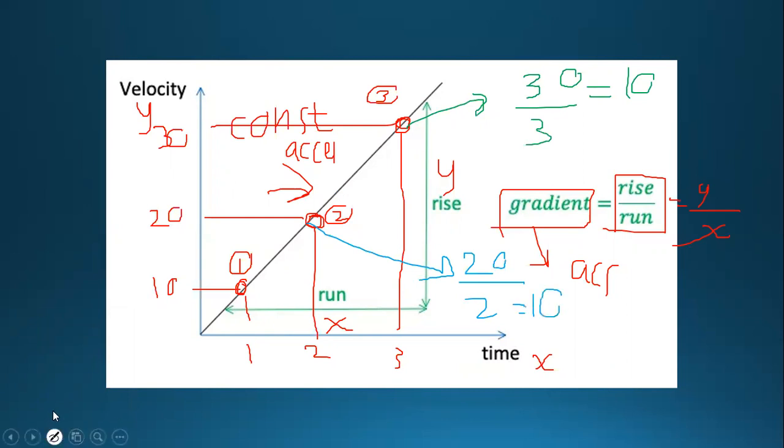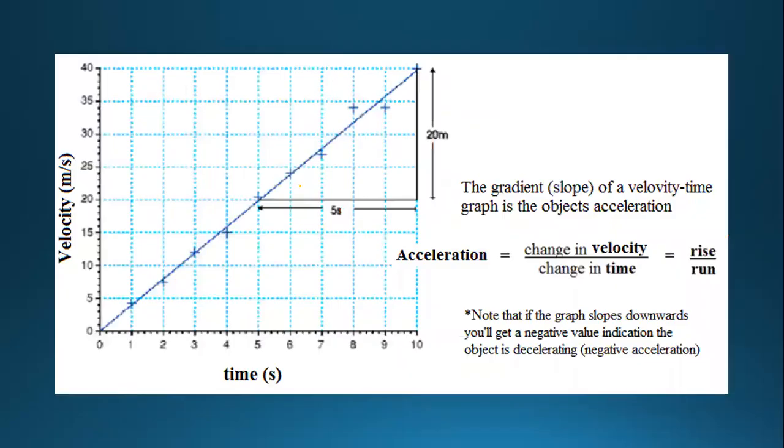What if I want to calculate the acceleration at point 1? तो क्या हो जाएगा 10 divided by 1. Again the answer would be 10 because the straight line shows us constant acceleration. Got it? Yes. Good. Again, the gradient slope of a velocity time graph is the object's acceleration.